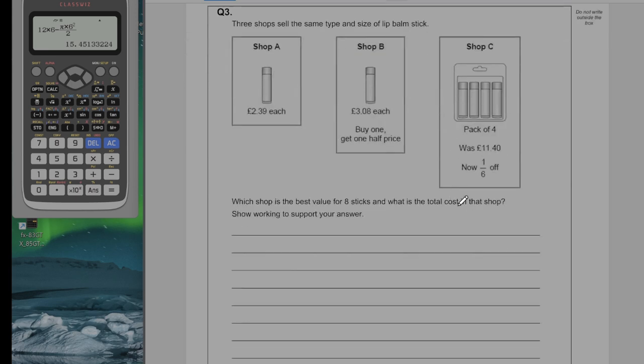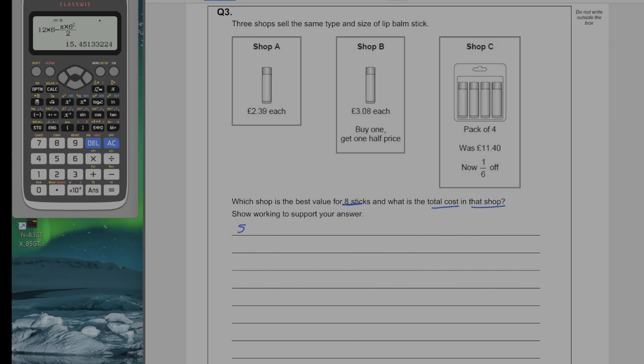Question 3. 3 shops sell the same type and size of lip balm, and we've got shop A, shop B, shop C. We've got various deals and discounts. Which shop is the best value for 8 sticks? And what is the total cost in that shop? Show working to support your answer.